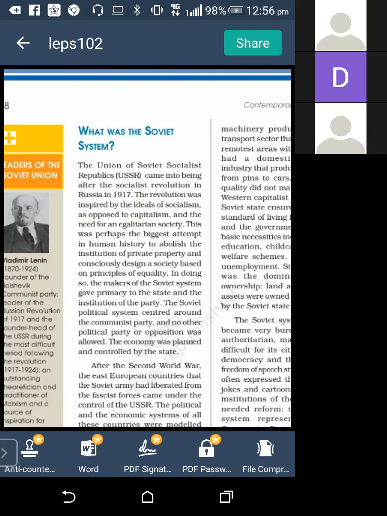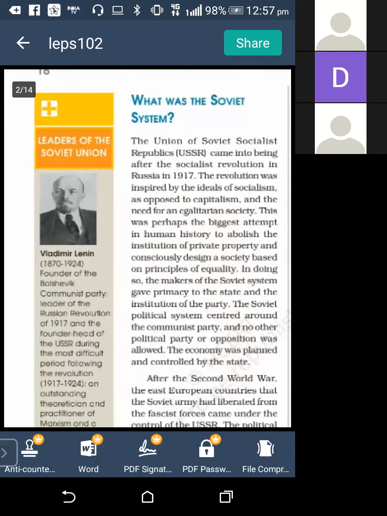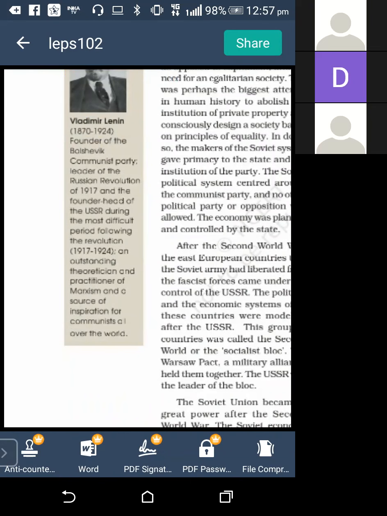Now, let us discuss. Before discussion, I want to give you some introduction about the leaders of the Soviet Union. Side by side, we will also study about the leaders of the Soviet Union. First, Vladimir Lenin, the leader of Communist Party, founder of Bolshevik Communist Party. What do you mean by Bolshevik? Bolshevik means farmers. Leader of Russian Revolution. You know, Lenin used to be called the god of communism, as you say the god of cricket is Sachin Tendulkar, the god of communism is Vladimir Lenin.